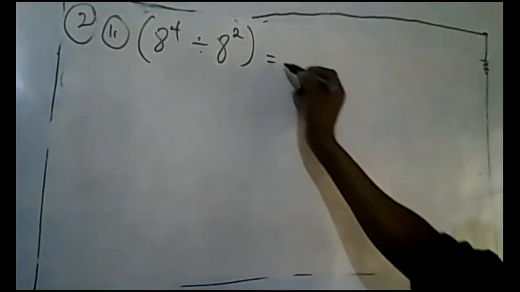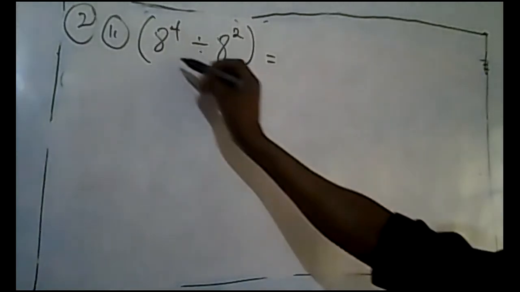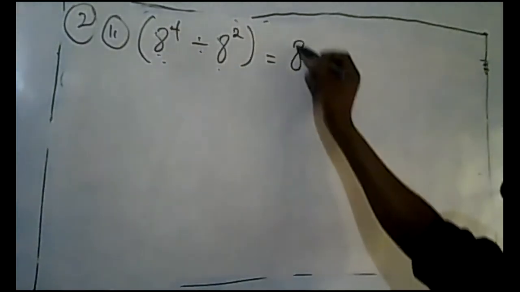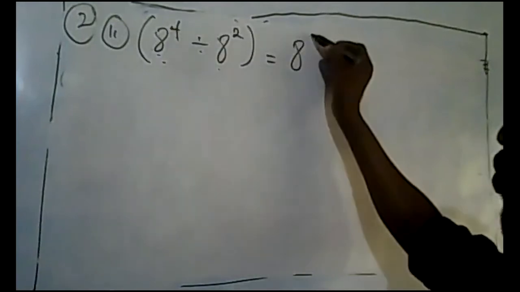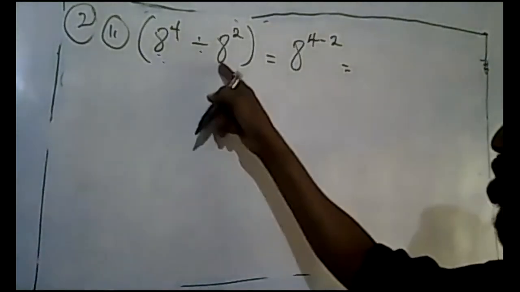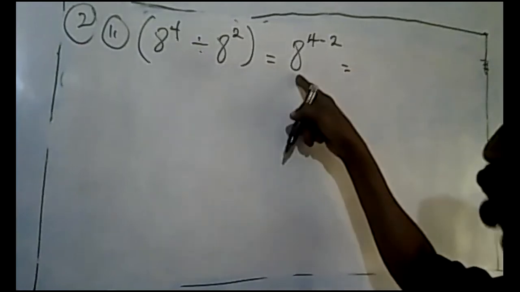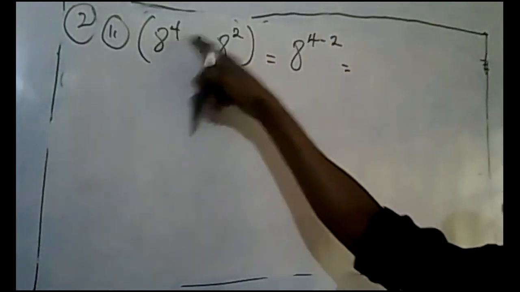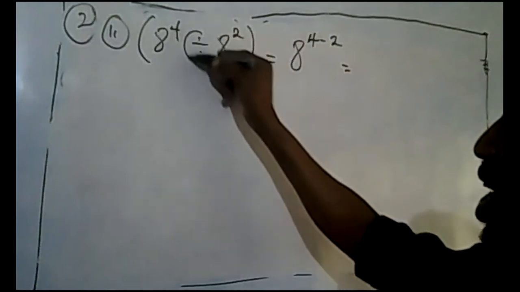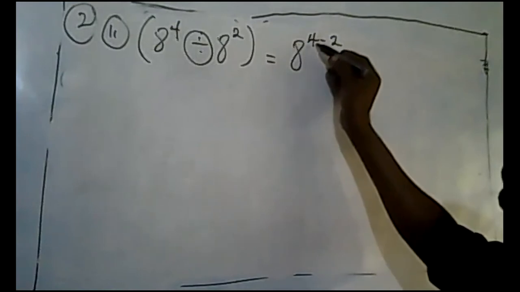So let's see how this one will be done. 8 raised to power 4 divided by 8 raised to power 2. I told you the rule says subtract the powers when dividing. So I will just take one of the bases. Just write 8, then subtract the powers, 4 minus 2, because that's what the rule says. The bases are equal, base 8. So pick one, then subtract the powers, 4 minus 2, because the sign in between the numbers is division. So it's going to be 8 raised to power 4 minus 2.